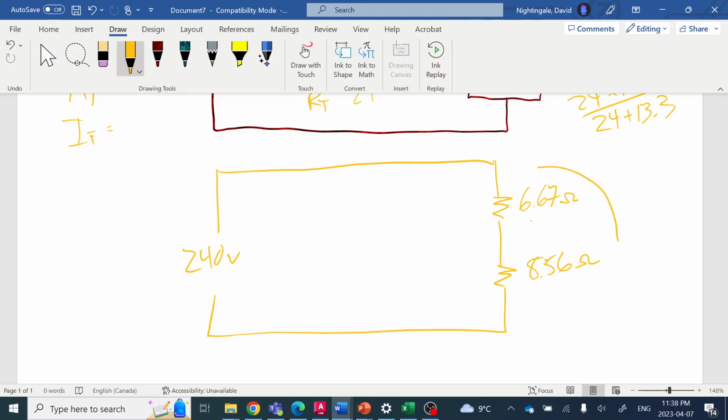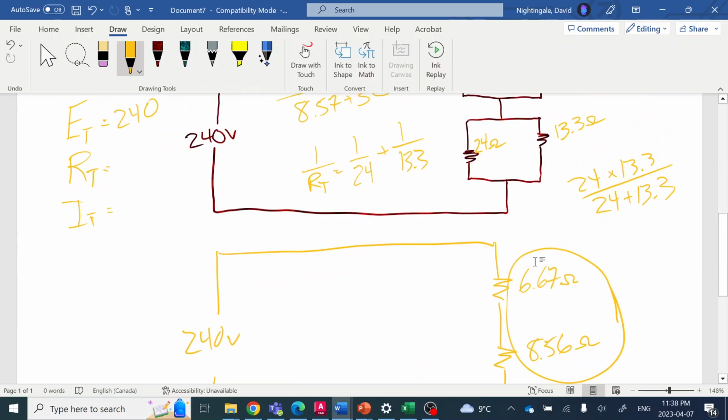Okay, so now I just have to simply add those together, and that'll give me my total resistance for the circuit. So I have a resistance of 15.2 ohms for the entire circuit. All right, now I can figure out what my current is by dividing the resistance into the voltage. So 120 divided by my answer is going to give me 7.88 amps.